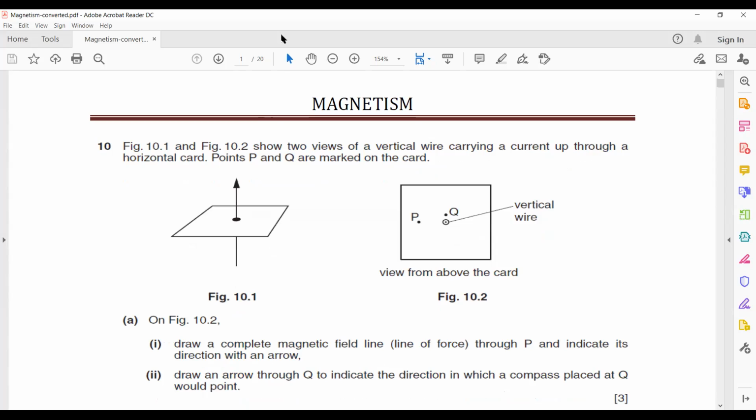Okay, figures 10.1 and 10.2 show two views of a vertical wire carrying a current up. So these are the two views. This is you looking from the side, and if you look from the top, this is how it appears. Points P and Q are marked on the card. So there are two points marked on the card.